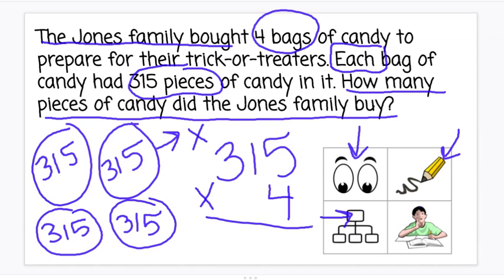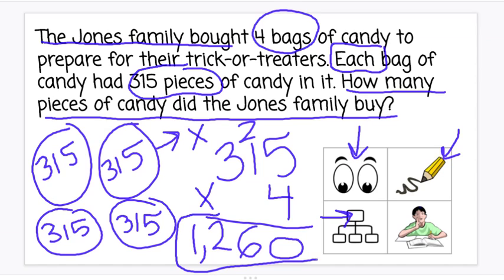Okay, I know that 5 times 4 is 20. I carry my 2. 4 times 1 is 4, plus 2 is 6. And then 4 times 3 is 12. So I drew my model and solved. Now it's time to check for reasonableness. How many pieces of candy did the Jones family buy? That's the question I was searching for. So I figured out that the Jones family bought 1,260 pieces of candy. I've solved my problem because I've answered that last question.